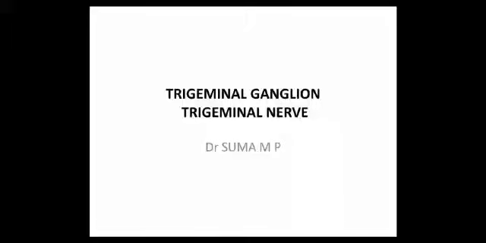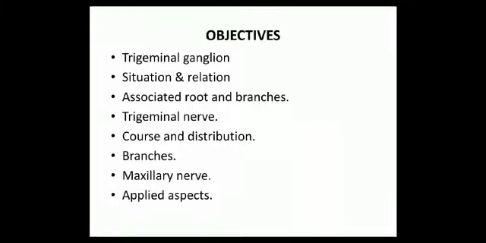Everyone. In this session, we will be learning about trigeminal ganglion and trigeminal nerve. The objectives are to learn about trigeminal ganglion, its situation and relation, associated root and branches, the trigeminal nerve, its three divisions, the course and distribution of the maxillary nerve and its branches and the applied aspects.